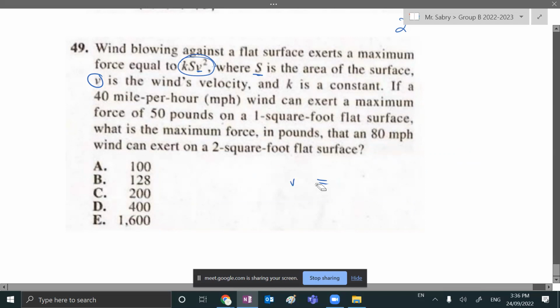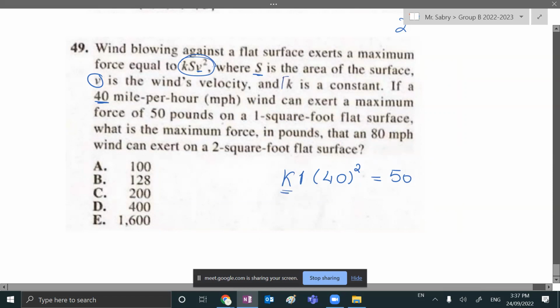No, I'm sorry, I got it right. Wait, 40 miles per hour, that's the velocity. So then K and then the S as it is, and instead of the V, I'll put 40, that's the velocity. Now that can exert a maximum force of 50, so that is supposed to be equal to 50 on a 1 square foot flat surface. So the surface area, which is S, is supposed to be 1. Then they're asking what is the maximum force that an 80 mile per hour wind can exert on a 2 square foot flat surface. And what I did here should just get me the value of K.